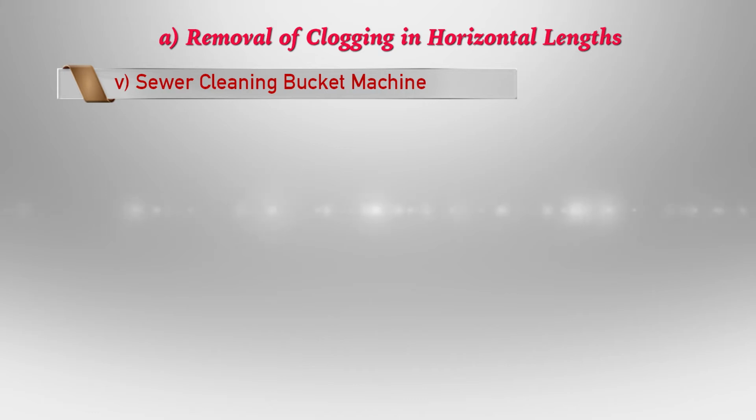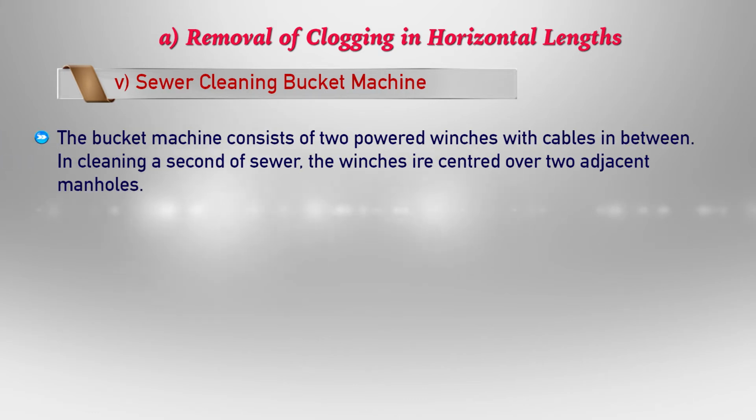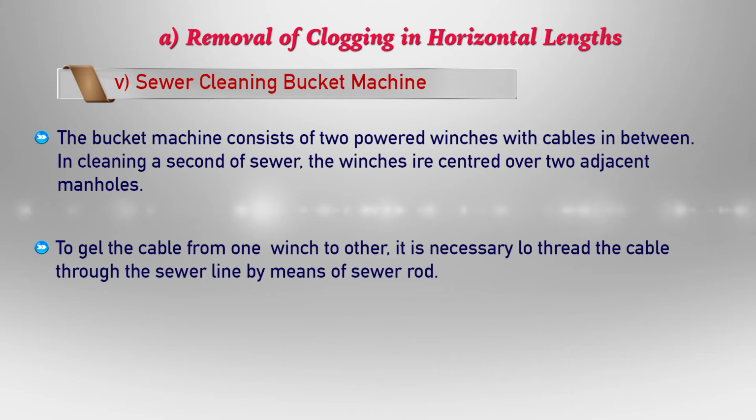Now we move to another device, sewer cleaning bucket machine. The bucket machine consists of two powered winches with cables in between. In cleaning a sewer, the winches are centered over two adjacent manholes. To get the cable from one winch to the other, it is necessary to thread the cable through the sewer line by means of a sewer rod.